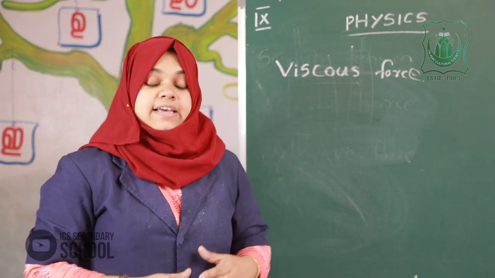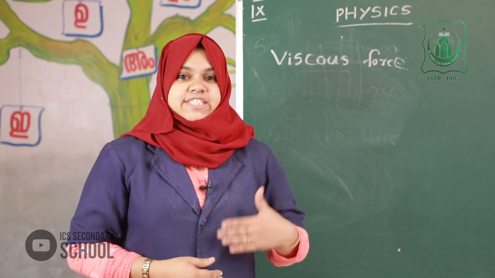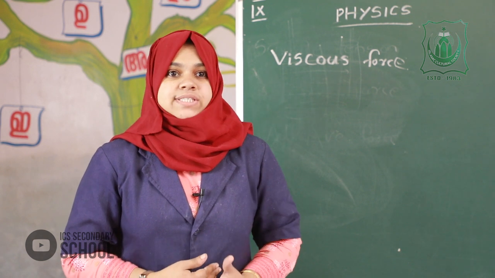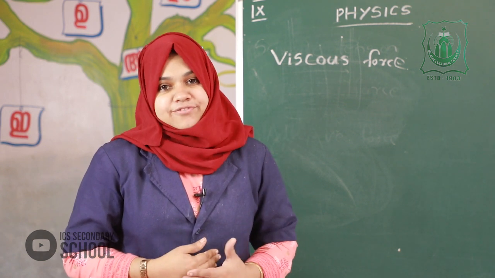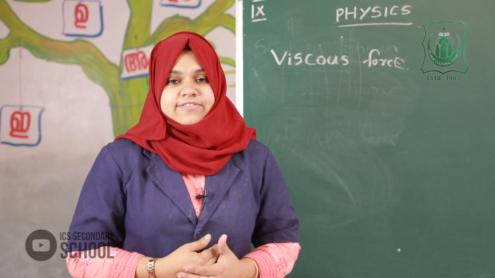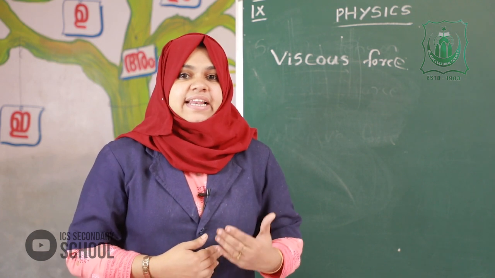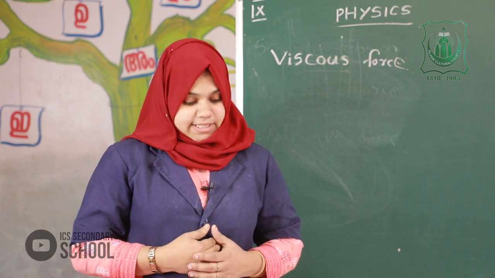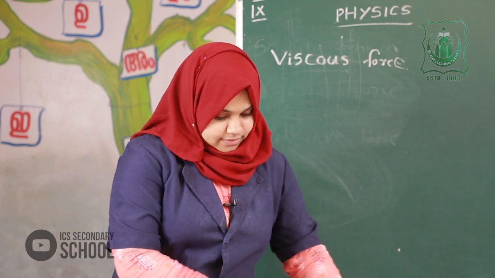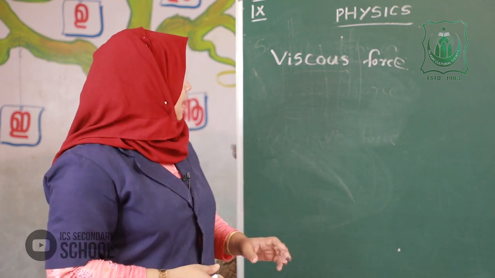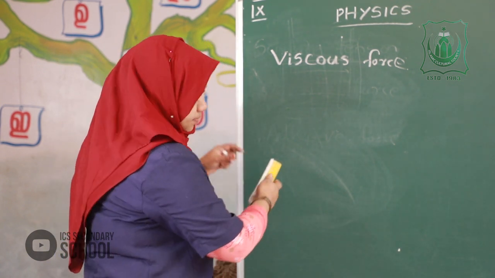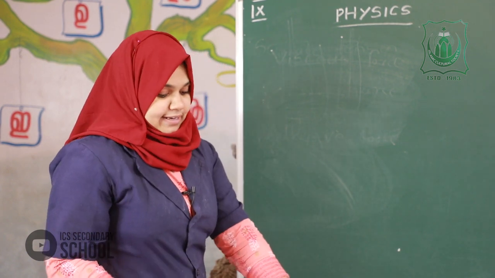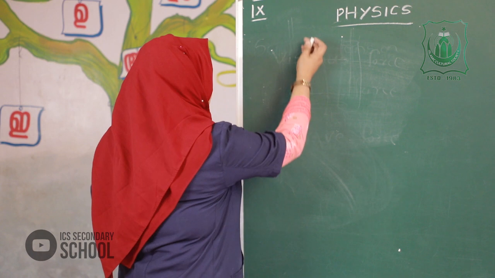Next, viscosity. So, what is viscosity? Viscosity is the characteristic property of a liquid to oppose the relative motion of its different layers. Okay. So, viscous force and viscosity. Next, try to complete the table in your textbook, page 24. There are greater viscosity and lower viscosity.